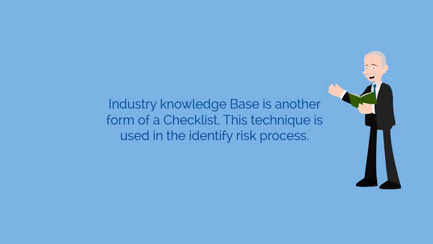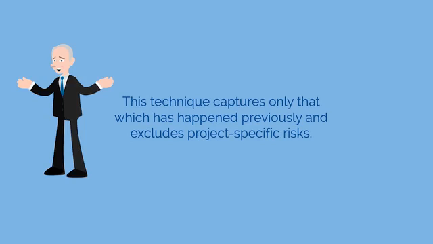Industry knowledge base is another form of a checklist. This technique is used in the identify risk process. However, it comes with a disadvantage. This technique captures only that which has happened previously and can exclude project-specific risks.